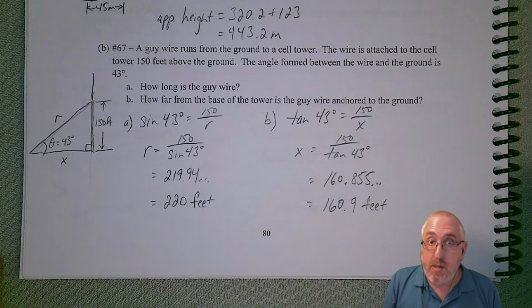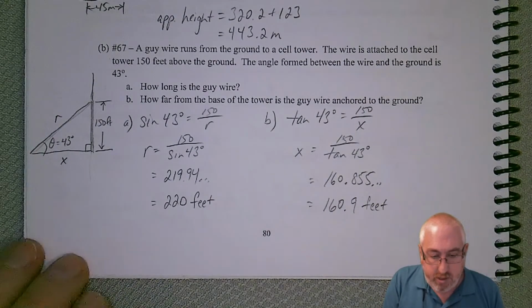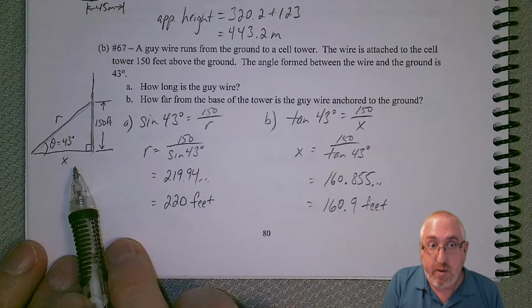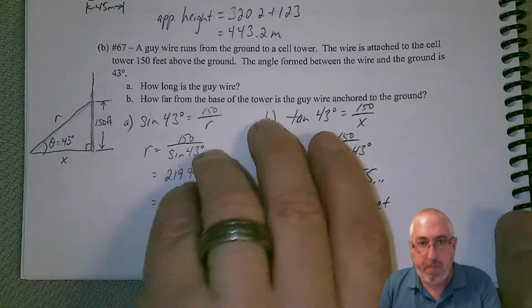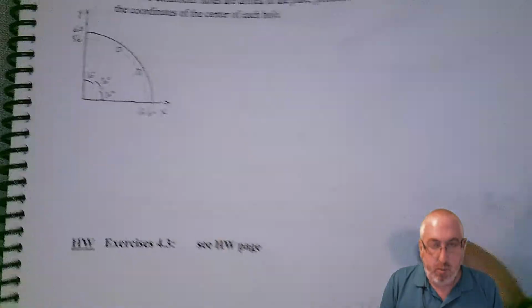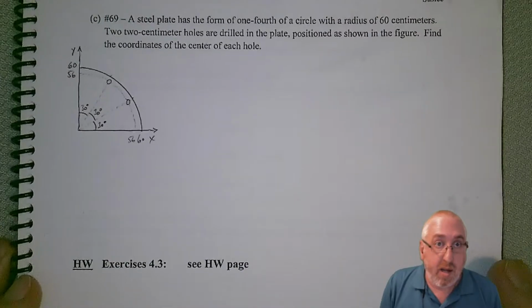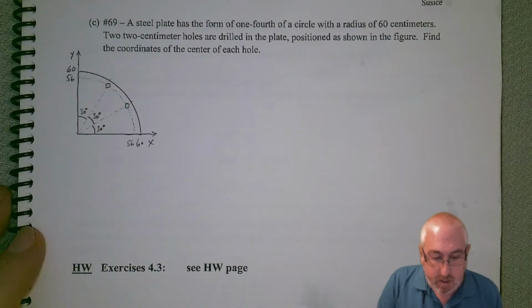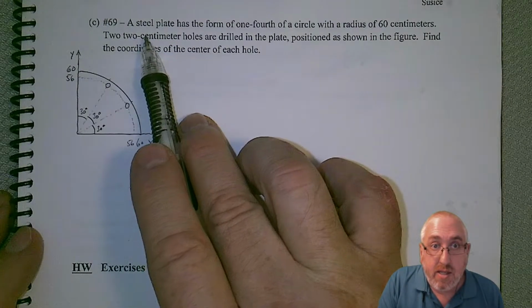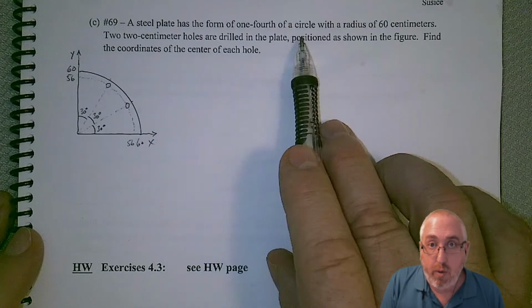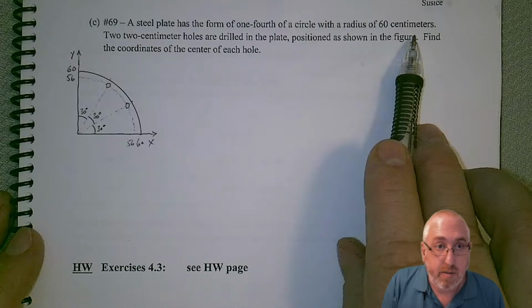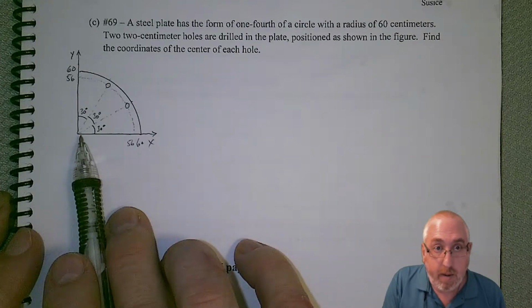So that wraps up that problem pretty quick once you make sure you understand what you have and then just using the right trig ratio. So, all right, let's try the last one. Again, I took the liberty of drawing it in. So we have a steel plate has the form of 1/4 of a circle with a radius of 60 centimeters. So you can see that's what we got here.